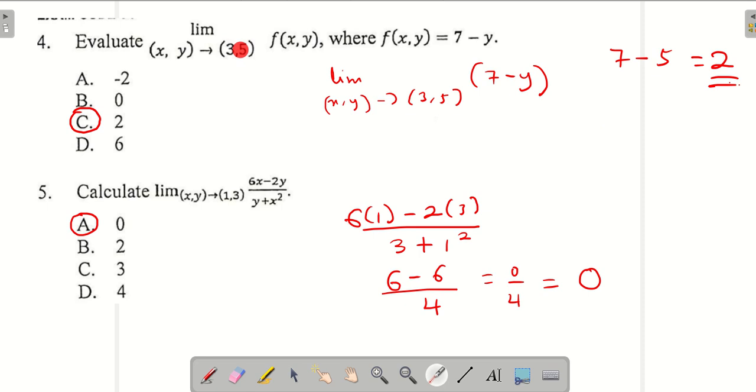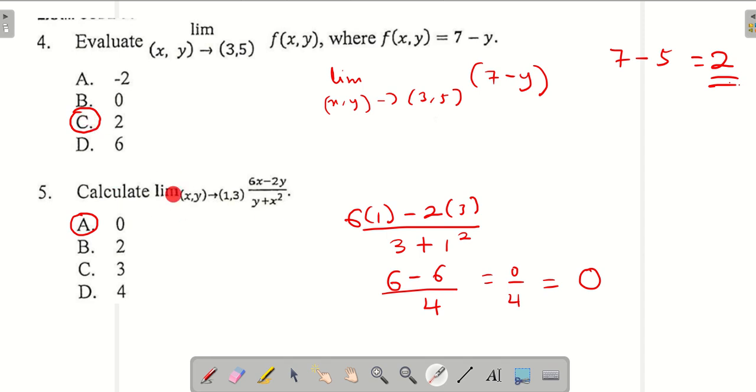Evaluate this limit. So the same thing, f of x, y is giving us 7 minus y, so we will put it here. Then it becomes the limit as x, y approaches 3, 5 of 7 minus y. Now look at the y value. The y value here is 5. So we only put 5 here, then we get 2. So the answer is 2.